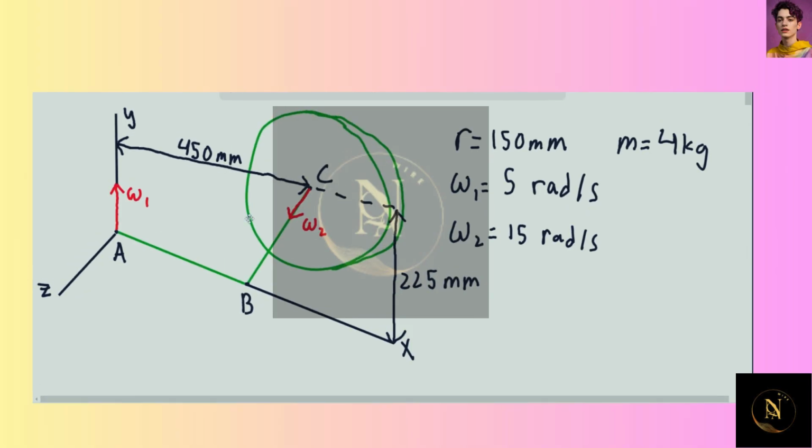We're given a disk attached to an arm ABC, and we're asked to find its angular momentum about the point C.